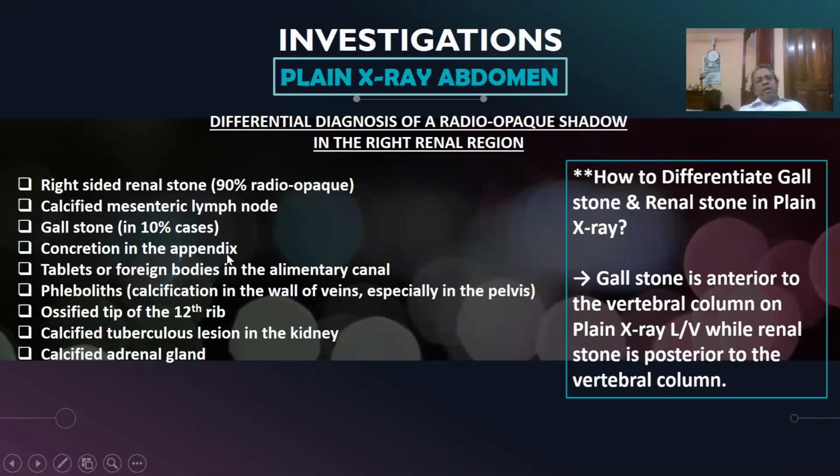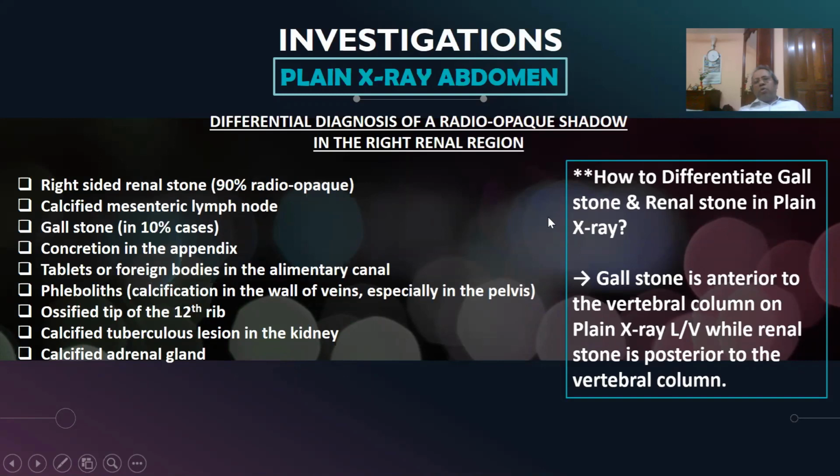If the appendix is high up, sometimes the fecalith may be radiopaque. And some tablets or foreign bodies in the alimentary canal may look like shadows on the plain X-ray, so it may be misdiagnosed as gallstones. Also phleboliths, calcification in the wall of the veins, especially in the pelvis, and the ossified tip of the 12th rib. The tip of the 12th rib may be ossified and represented as a calcified shadow. And calcified tuberculosis in the kidney. Tuberculosis of the kidney also causes some calcification shadow, and calcified adrenal glands. So all of them are differential diagnoses on looking at a radiopaque shadow in the right renal region.